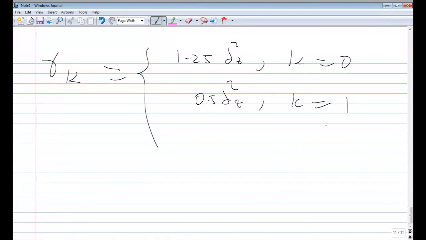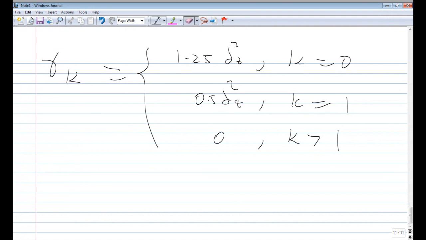So this is 0.5 sigma squared z, and it is 0 for k greater than 1 otherwise. Is everybody getting the same answer? Okay. Now, what about the autocorrelation function?